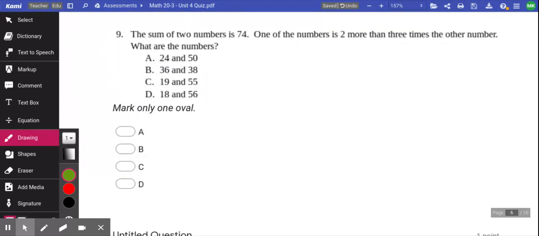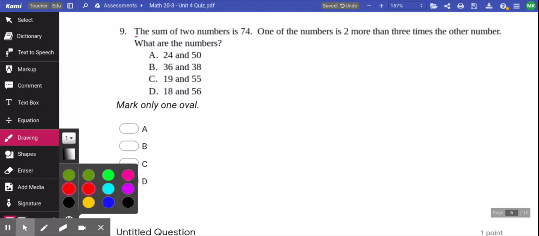Number 9 says the sum of two numbers is 74. One of the numbers is 2 more than 3 times the other number. Remember with these questions, we wanted to build equations. So it says the sum of two numbers is 74. Sum means addition of two numbers, so x plus y equals 74. It means when you add two numbers together, that should equal 74.